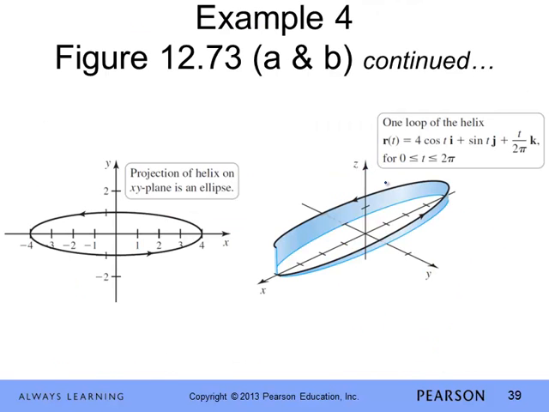Let's take a look at example 4 at the bottom of page 823. Basically, what we're taking a look at is the graph in 3 dimensions of this space curve. We have r of t is equal to 4 cosine t i hat plus the sine of t j hat plus t over 2 pi k hat.